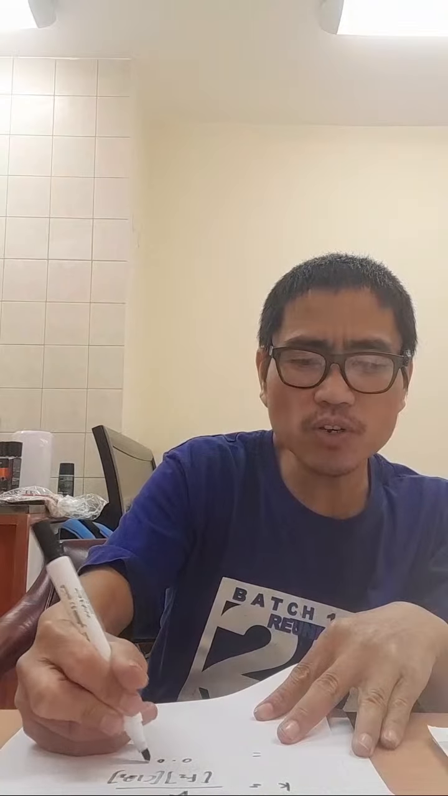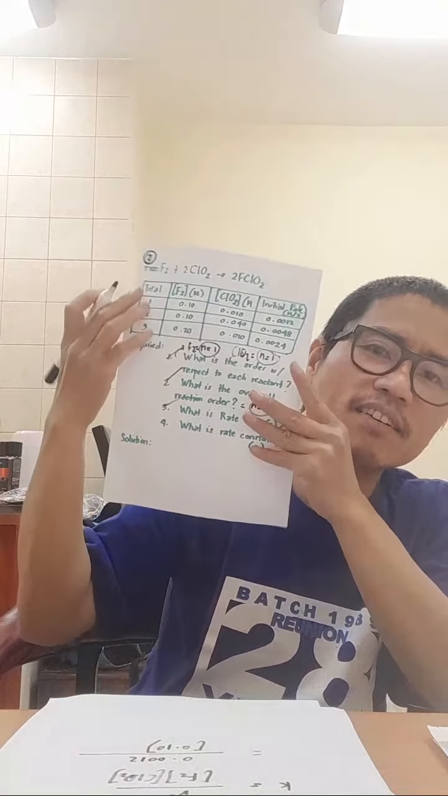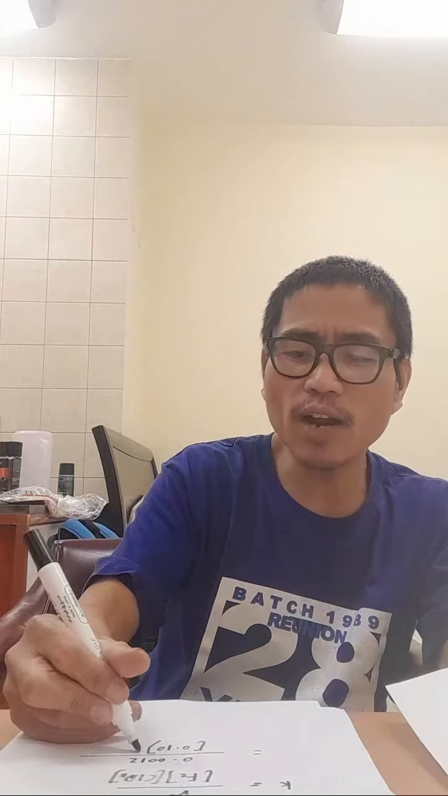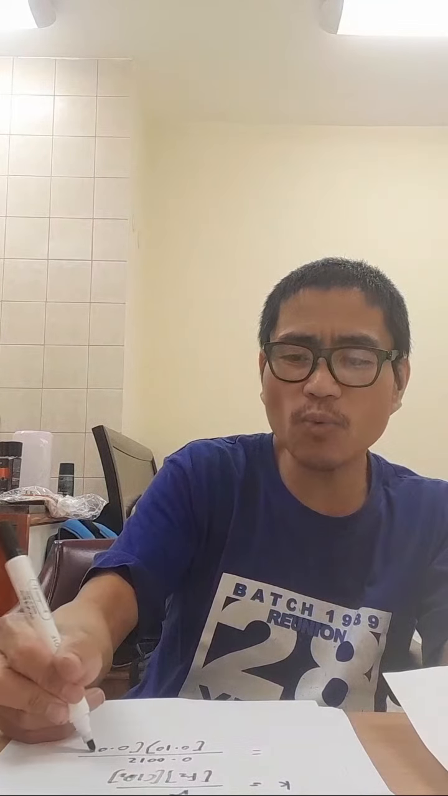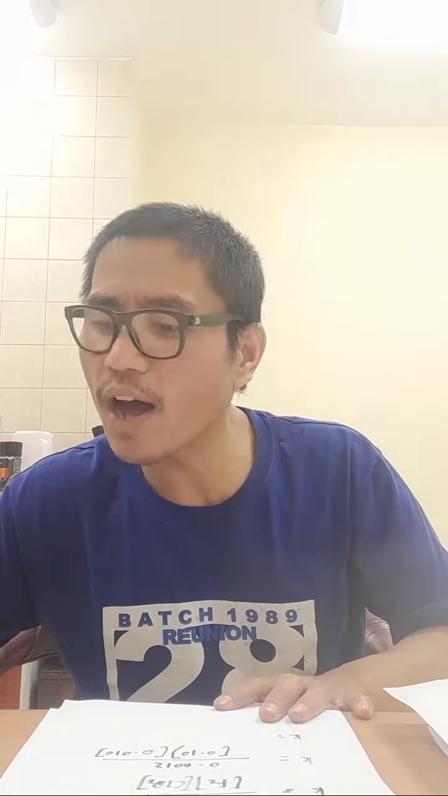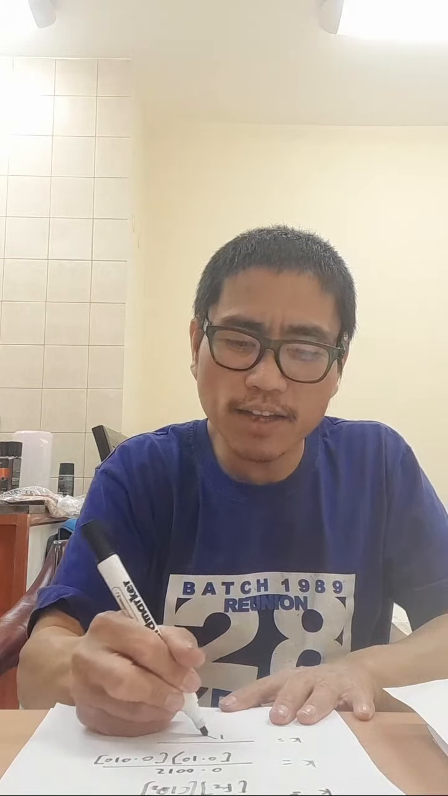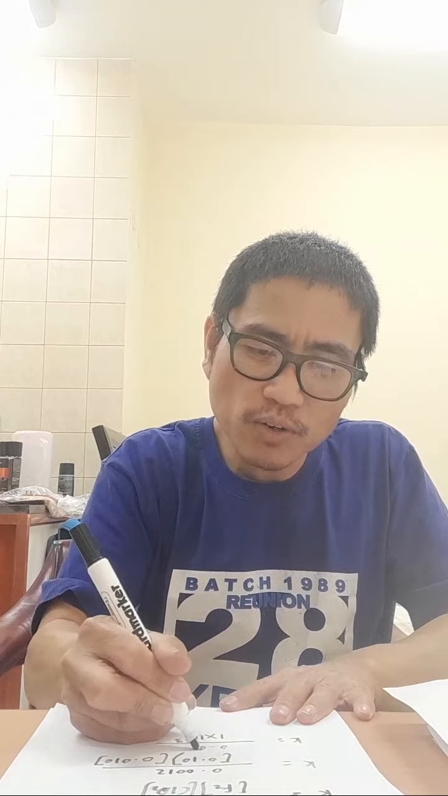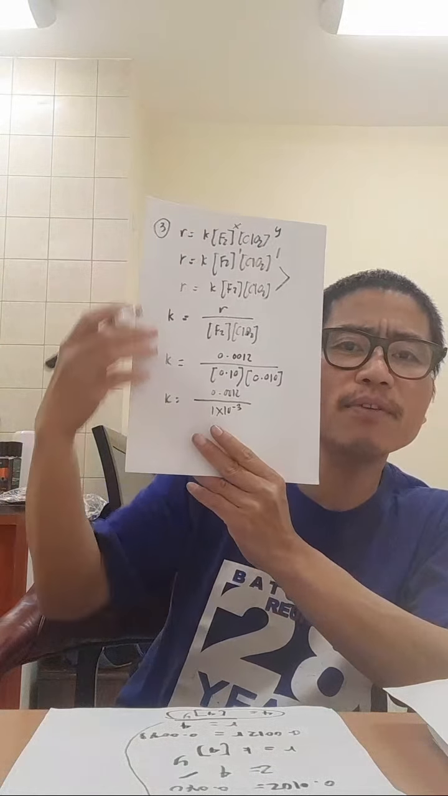So substitute. R is equal to 0.00012 over the fluorine gas concentration, initial, in trial 1, here is 0.10 in the table, and then the chloride, which is equal to 0.010. Let's do the math, basic math. 0.10 times 0.010 is equal to 1 times 10 to the negative 3. If you simplify 0.00012 over this, you can now have the answer.